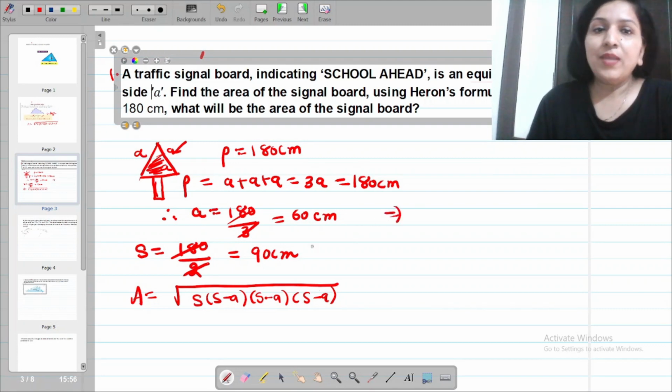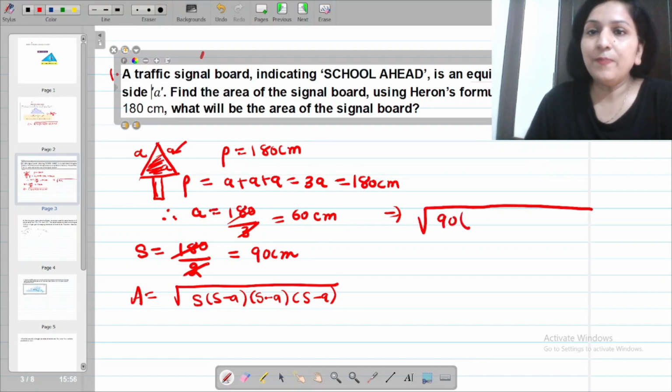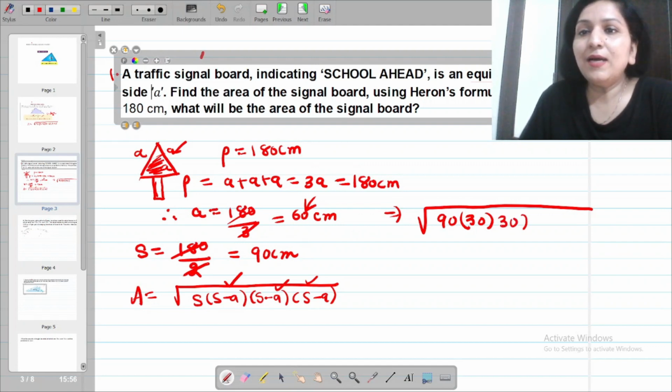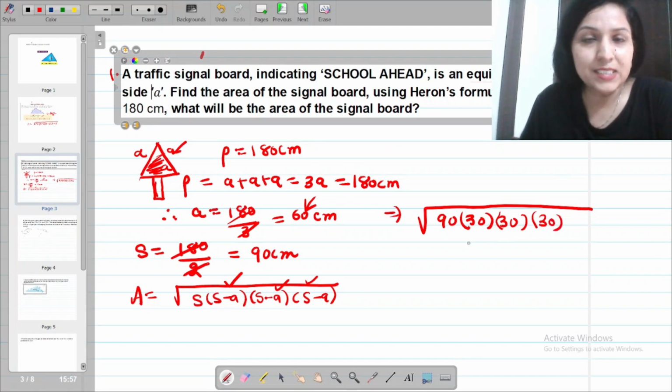Let's take it further. The value of S, we have already calculated. It is 90. The second bracket is what? It is 90 minus A. And what is the value of A here? 60. So, the second bracket is 90 minus 60. What is that equal to? That is 30. And straight away writing, another two brackets are exactly the same. 90 minus 60 is 30. So, I will write 30 here once again and another 30. I hope till here it is clear.